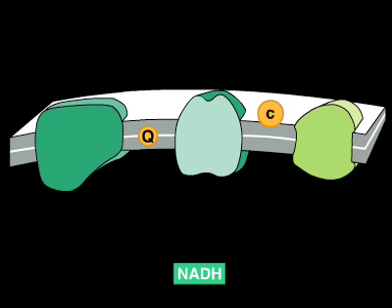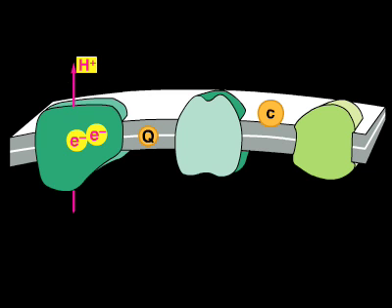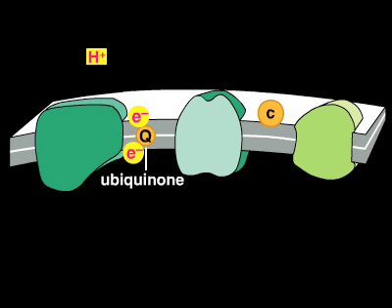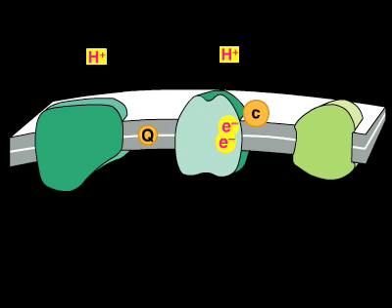This complex has a higher affinity for electrons than NADH and easily strips away the high-energy electrons. As the electrons are transferred from one protein to another in the complex, energy is released and used to pump protons across the membrane. Electrons are then transferred to ubiquinone, a different carrier that shuttles them to the next waystation called the cytochrome BC1 complex, which again pumps protons as they flow through it.